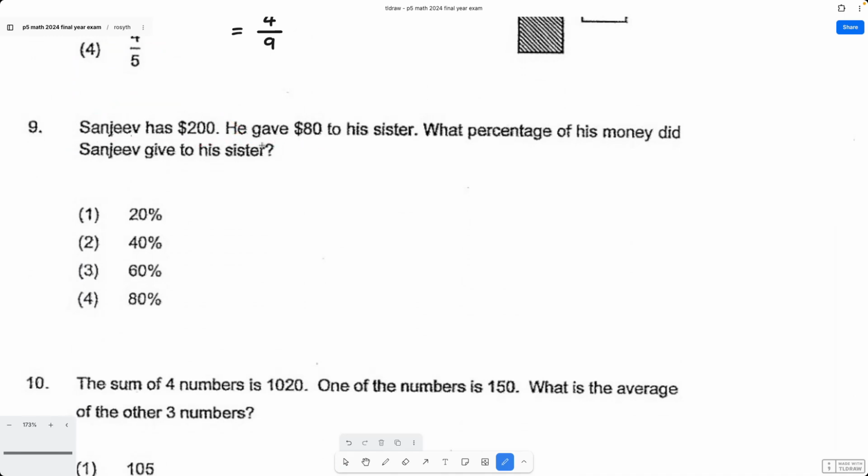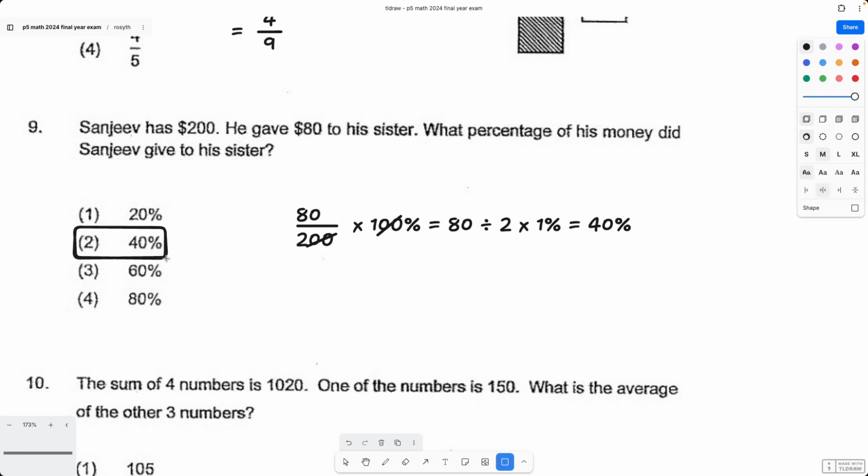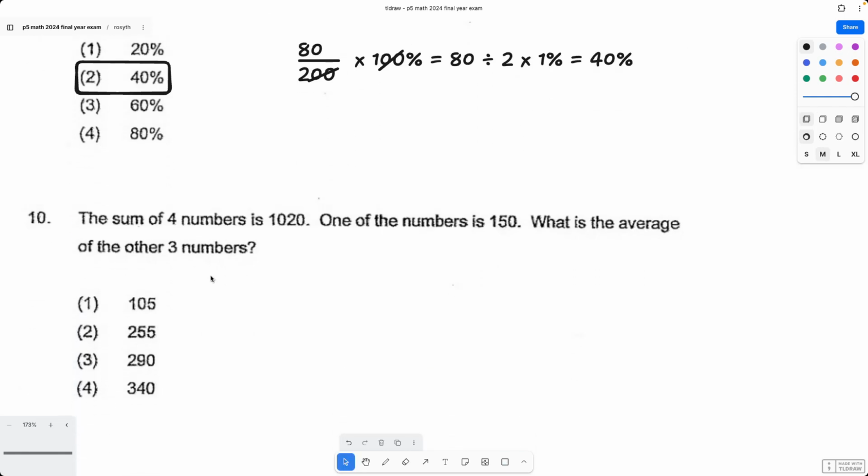Sanjeev has $200. He gave $80 to his sister. What percentage of his money did Sanjeev give to his sister? So it's basically 80 out of 200, and then we multiply this by 100%. In this case, we can cancel the zeros, and then 80 divided by 2, times 1%. So this will be 40%. So the answer is option number 2 for question 9. Okay, let's go to question number 10.